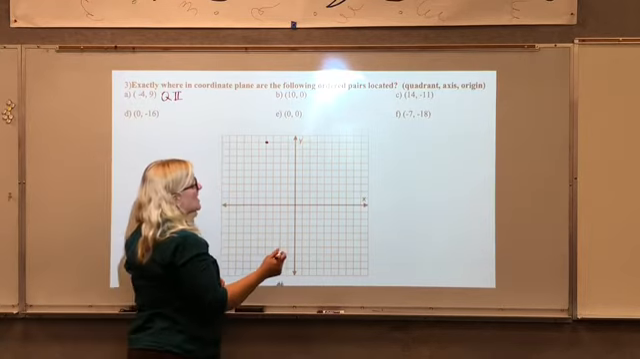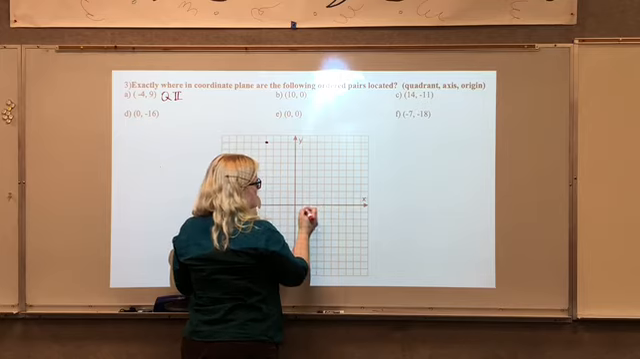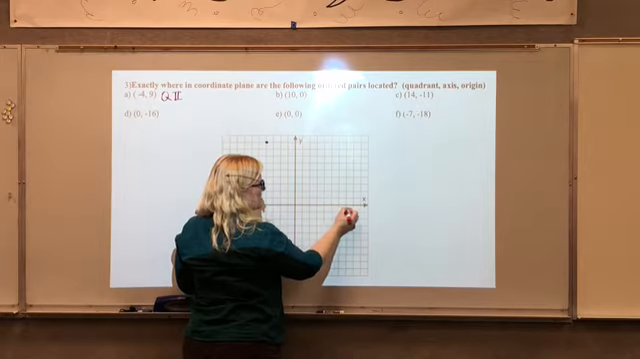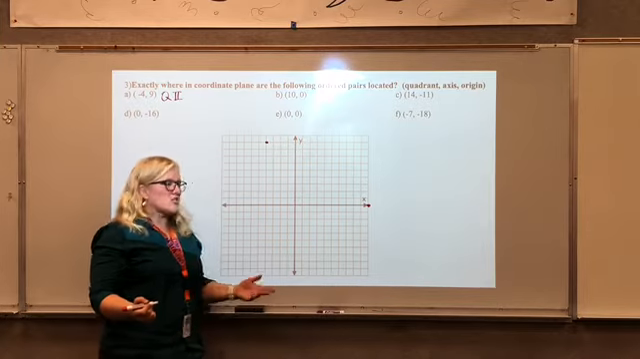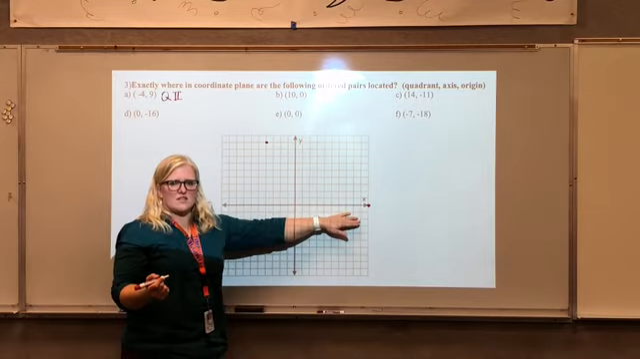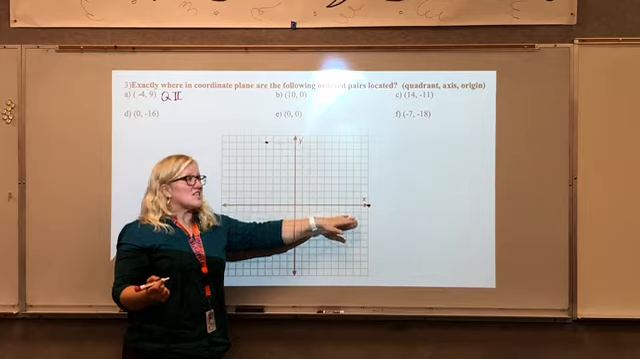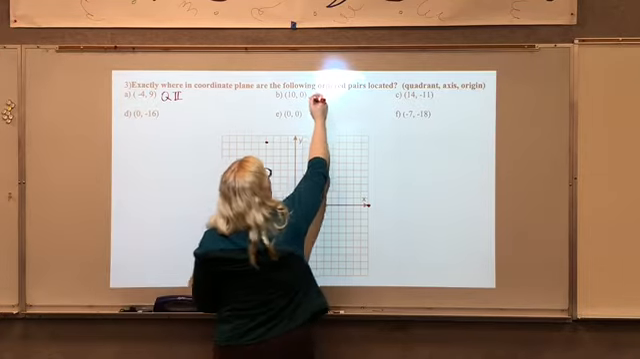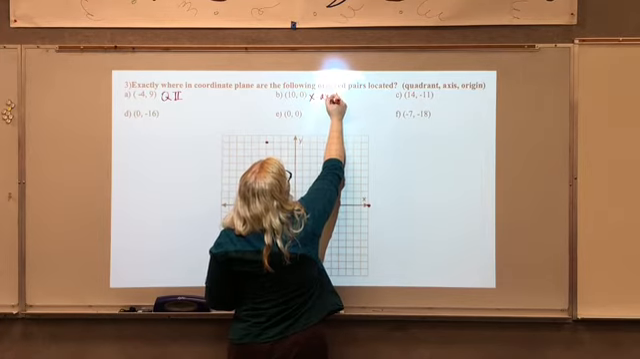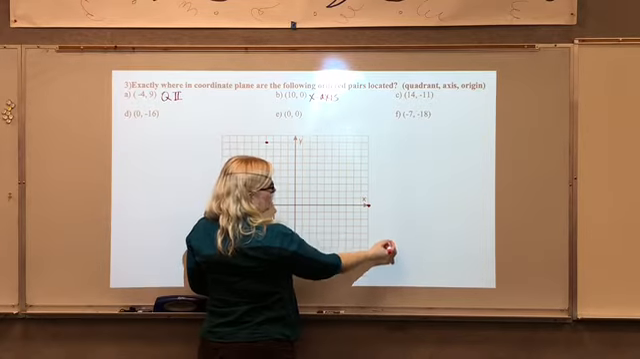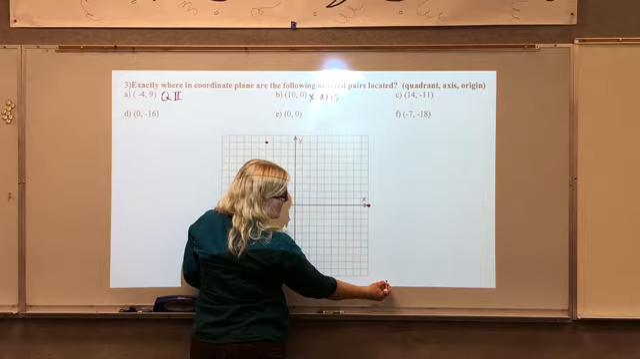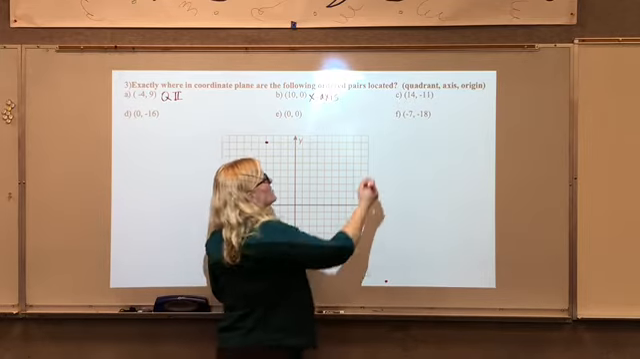Okay, B is 10, 0. So 10 is 1, 2, 3, 4, 5, 6, 7, 8, 9, 10. Clear out here. And then 0. So is that in a quadrant? No, it's not. It's on the x-axis. Then we've got 14, which is way out here, -11, which is going to be actually down here. So that's in quadrant 4.